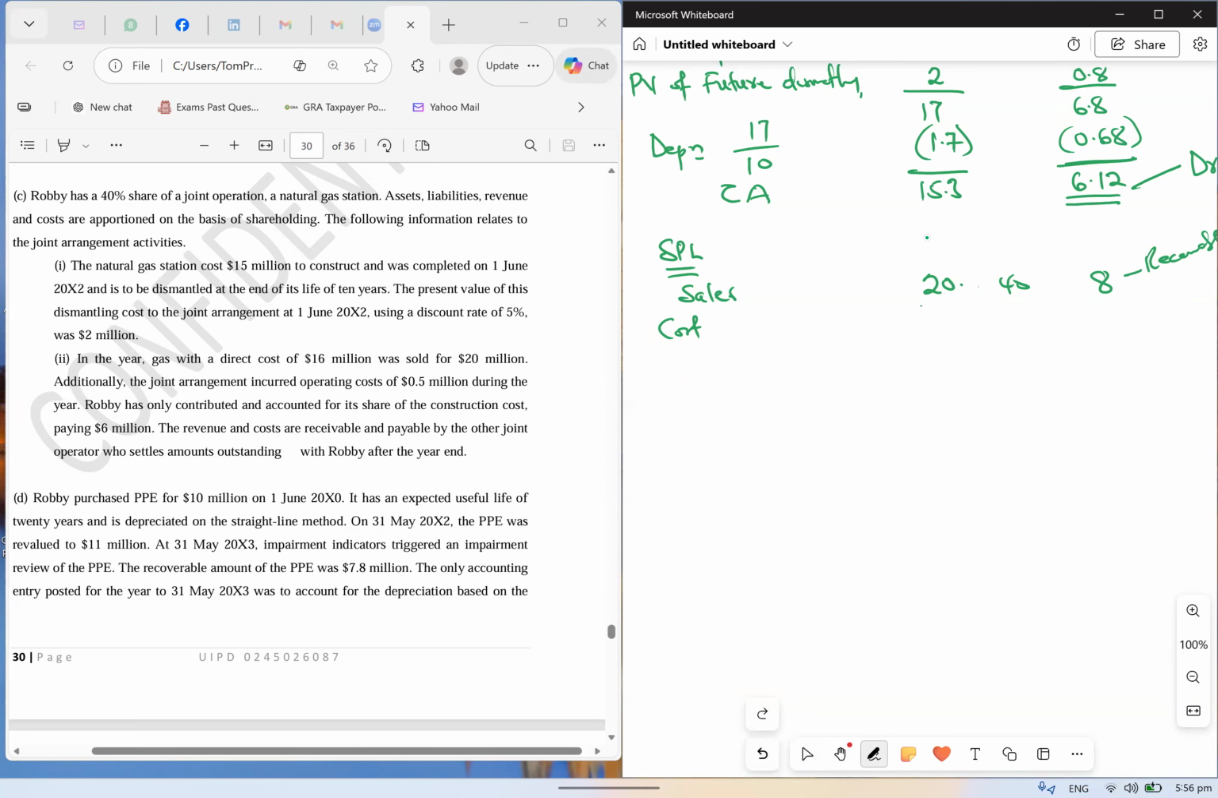16.5. So do his portion of it, 40%. Quickly. 6.6. And the cost too is a payable. So this one is a payable. All right, so you get gross profit. What is our gross profit? 3.5. It's 20 minus 16.5, so isn't that the gross profit?